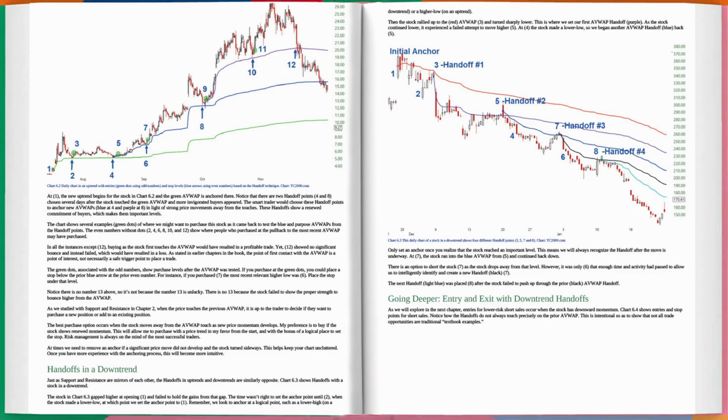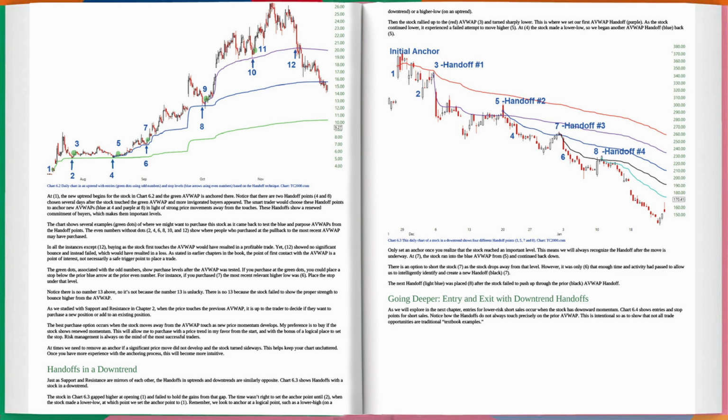The green dots associated with the odd numbers show purchase levels after the AVWAP was tested. If you purchase at the green dots, you could place a stop below the prior blue arrow at the prior even number. For instance, if you purchased 7, the most recent relevant higher low was 6. Place the stop under that level.